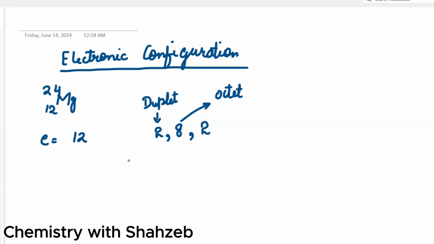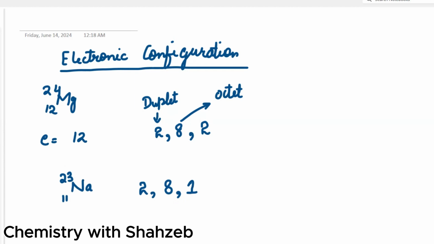Okay, so let's take one more example, which is sodium 11, 23. That is, the first shell can accommodate 2 electrons, the second can accommodate 8, and the third one can accommodate 1 electron.